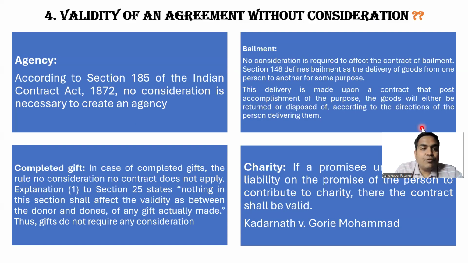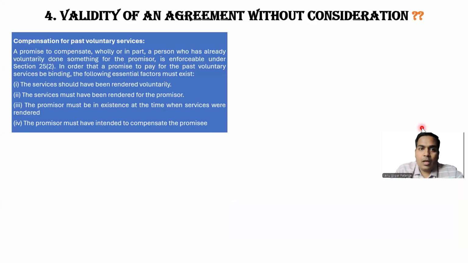Next, these are 4 cases where the agreement, the contract, is valid without consideration. Completed gift and charity are straightforward cases. You give a gift, you don't expect anything from that party. You give charity, you don't expect anything from that party. So it is only one-way consideration, or one-way supply, but the other way, there is no consideration. Without consideration also, it is valid. Whereas in case of agency and bailment, we will discuss in detail when we are discussing their respective units. Let us discuss the other 3 cases.